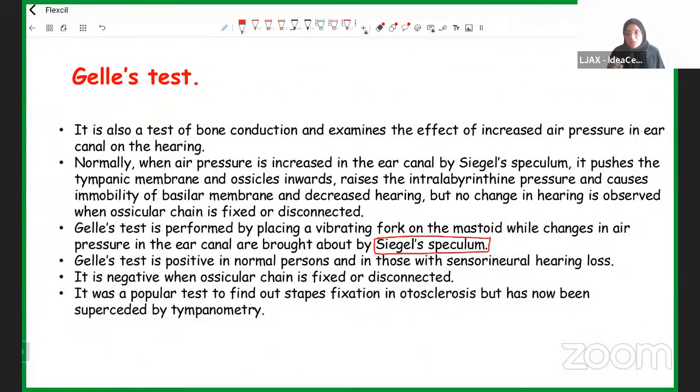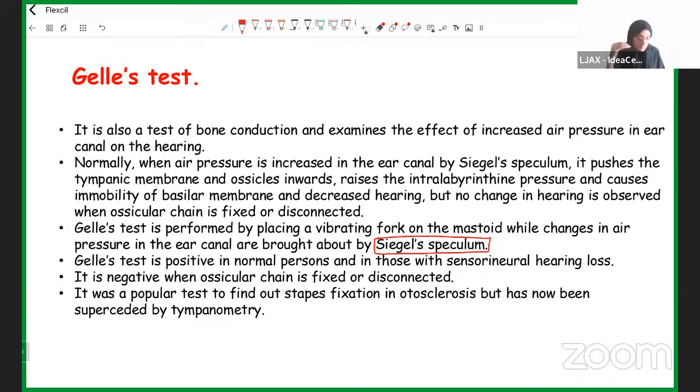And you examine the patient and see if his hearing is normal when you increase the pressure in the ear. Normally, when air pressure is increased in the ear, it pushes the tympanic membrane and the ossicles inwards. Imagine you're trying to send air into the ear. The tympanic membrane and the ossicles will all move inwards, and that will raise the intralabyrinthine pressure and cause immobility of the basilar membrane.